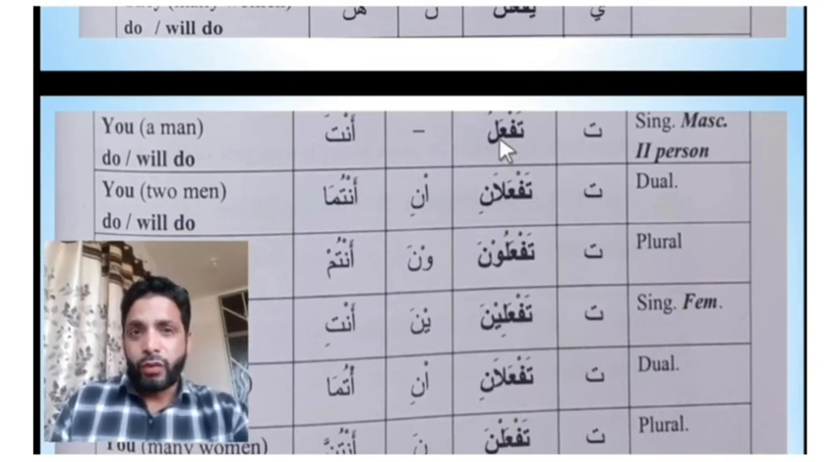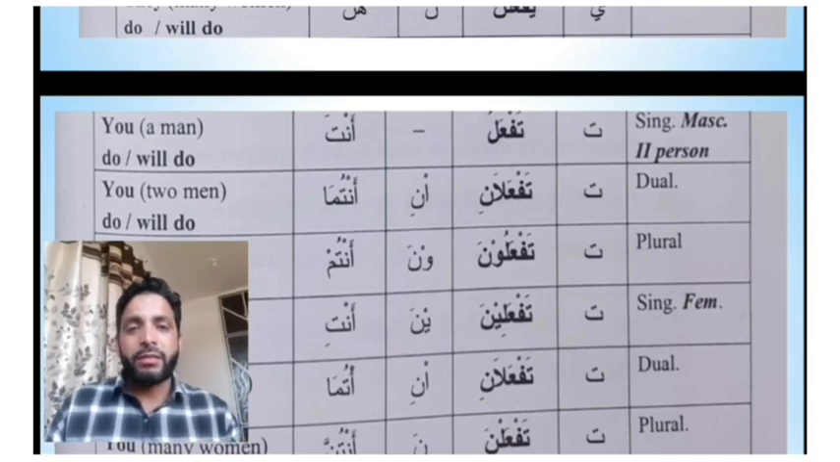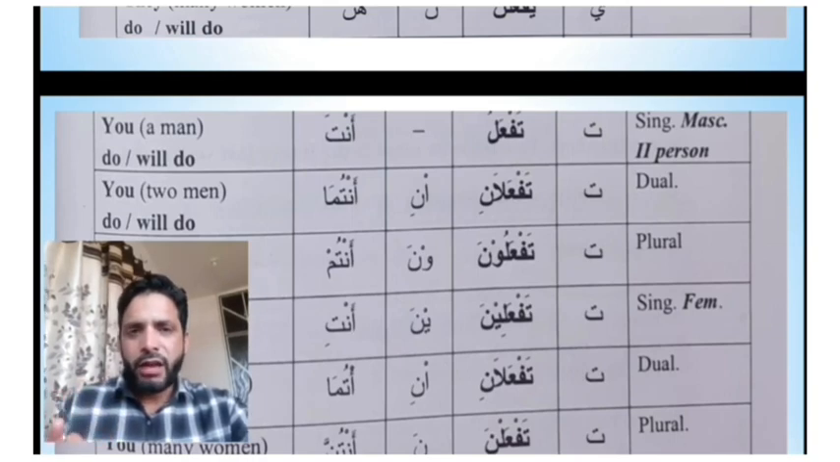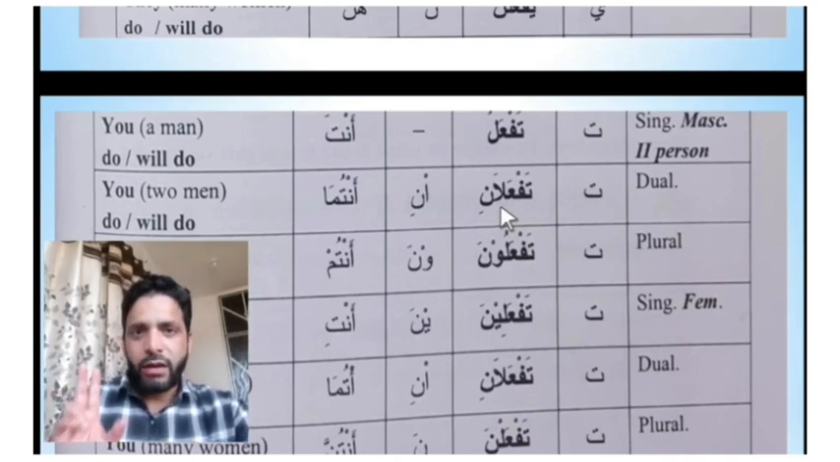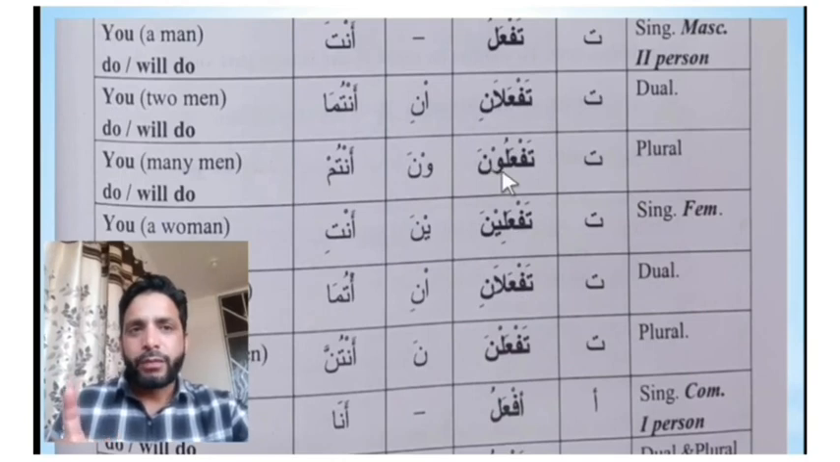Taf'alu, you do or you will do. You are doing or you will do. It's used for al-mufrad, al-muzakkar, al-mukhatab. Al-mufrad means singular, al-muzakkar means masculine, al-mukhatab means second person. Taf'alani we use for al-musanna, al-muzakkar, al-mukhatab. Musanna means dual. Muzakkar means masculine, al-mukhatab means second person. Taf'alani means you two men are doing or will do. Taf'aluna, you more than two, you all men are doing or will do.